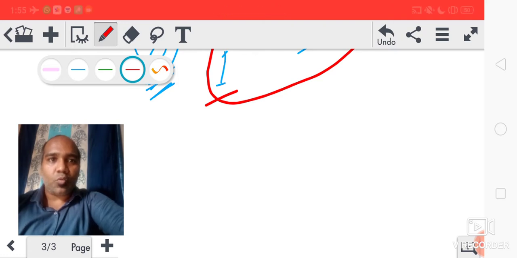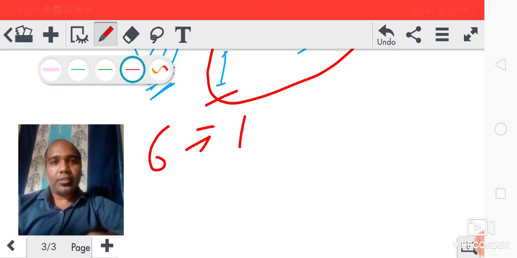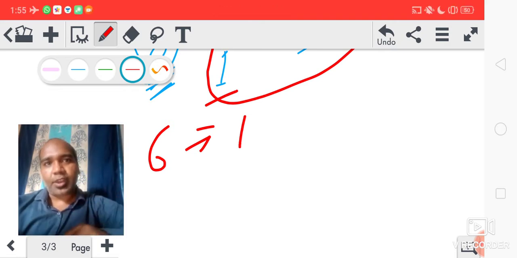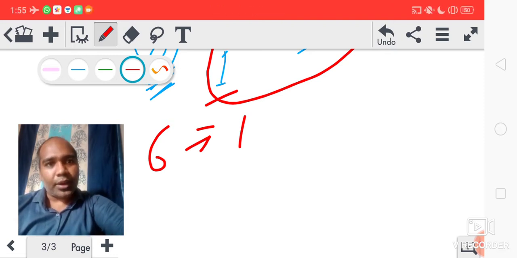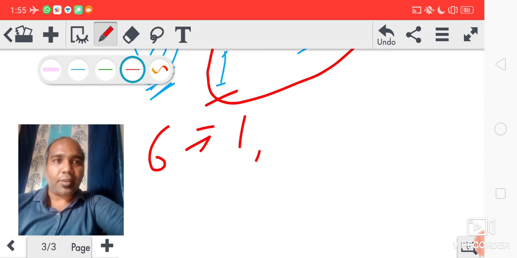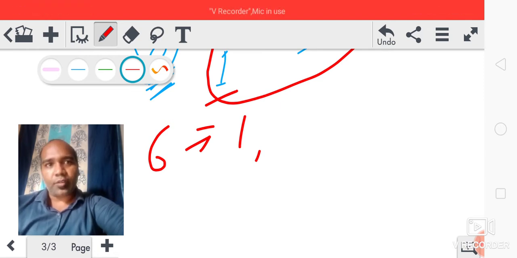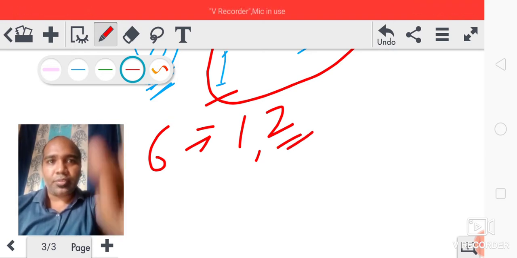If I ask you, what are the factors of 6? Remember one thing: 1 is a factor of every number, whether it is 100, 1000, 1 lakh or 1 crore. 1 will be a factor of every number. So 1 is a factor of 6. Then 6 comes in which number's table? In the table of 2 we get 6, 2 3s are 6. So 2 is a factor of 6.